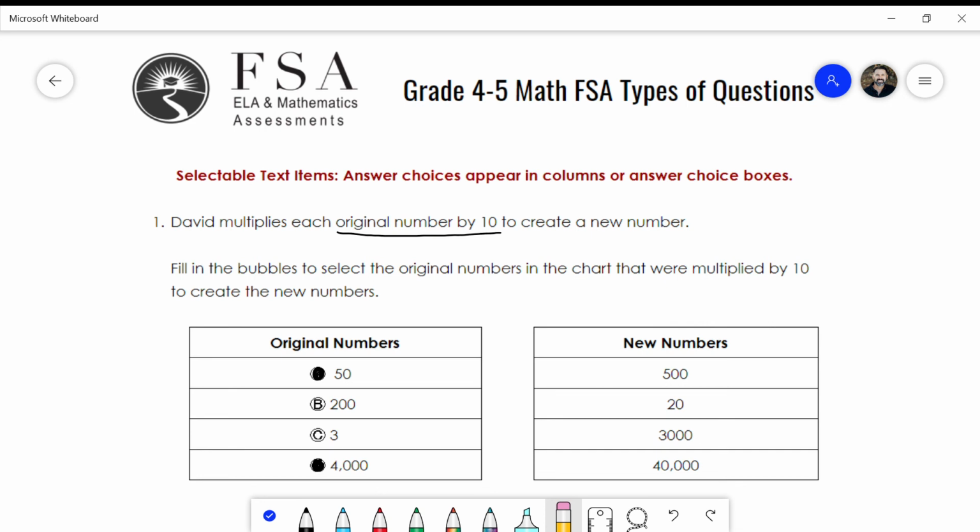So just keep in mind what you're doing is looking at the original number and looking across to see if it's creating the new number, or if the statement or sentence here is true. Okay? So I hope that helps.